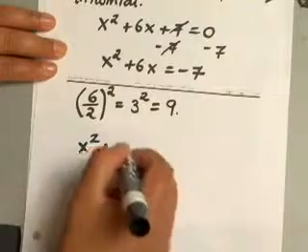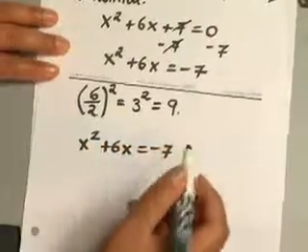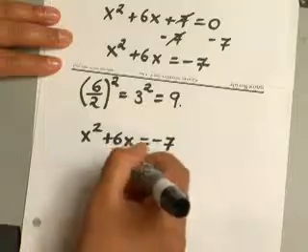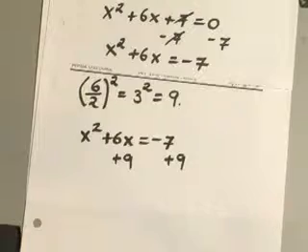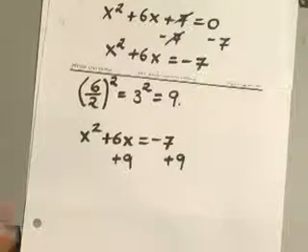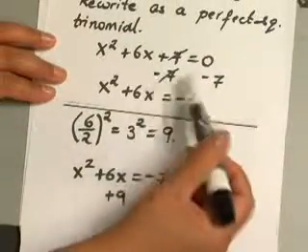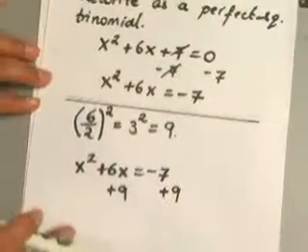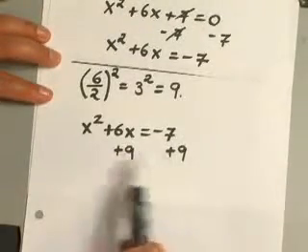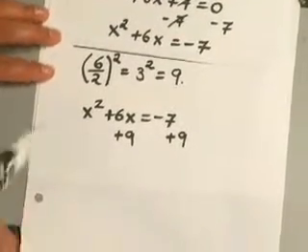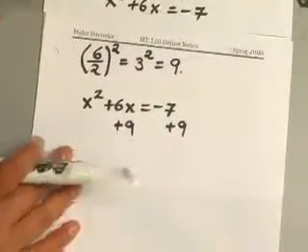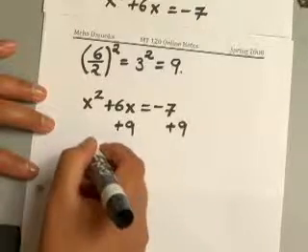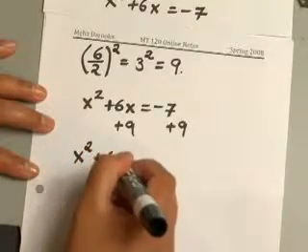Once you figure that term out, we come back to our original equation, x squared plus 6x equals negative 7, and this time we add 9 on both sides. Why do we need to add 9 on both sides? Because remember, this is an equation. You do not want to change the balance of an equation. Just like here, we subtracted 7 on both sides to maintain the balance. That's the same thing we're doing here. We add 9 on both sides so that the balance of the equation stays the same.